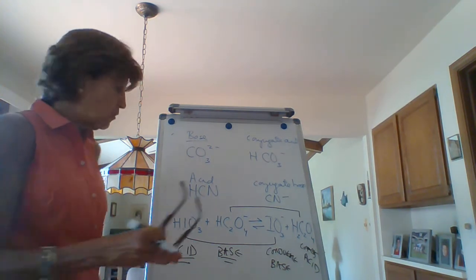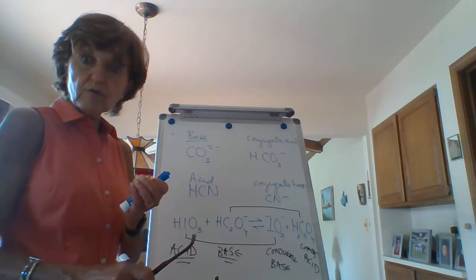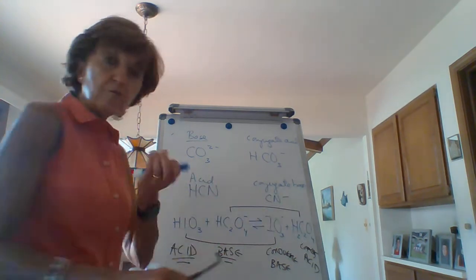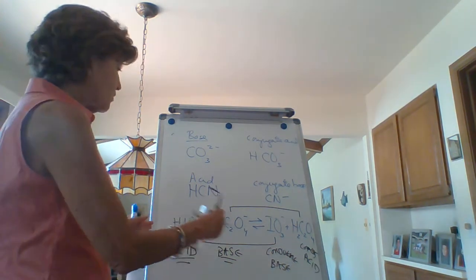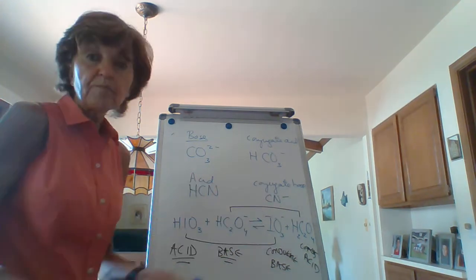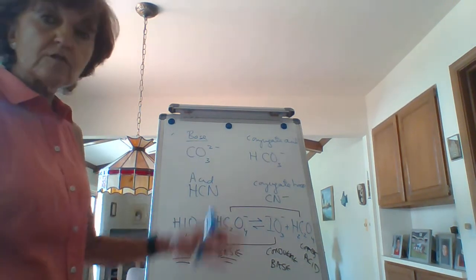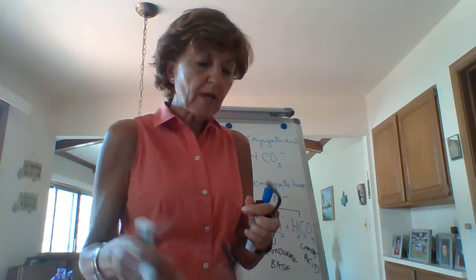And the best way to do it is to link the two that differ by one proton. Link the two that differ by one proton. So once you find the conjugate acid-base pairs, then you can take a look and see what happens to this, what happens to this, and you can figure out who's the acid, who's the base, who's the conjugate acid, who's the conjugate base. Okay, good.